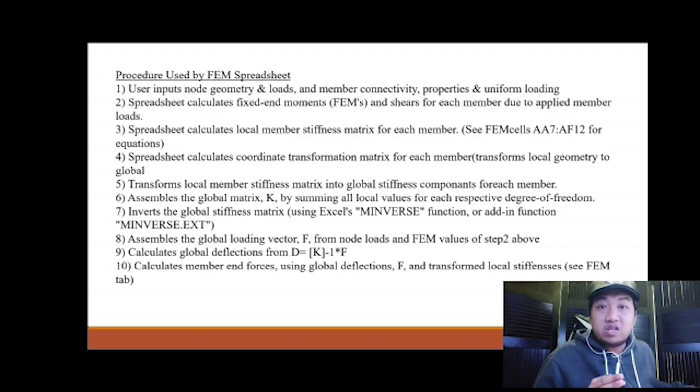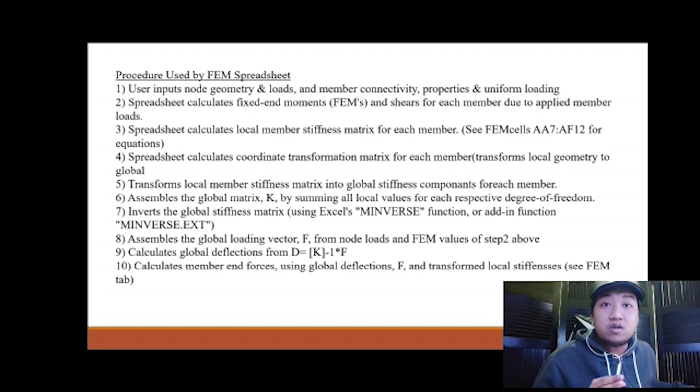Fifth, transform the local member stiffness matrix into the global stiffness component for each member. Sixth, assemble the global matrix K by summing all the local values for each respective degree of freedom. Seventh, invert the global stiffness matrix using the MINVERSE function.